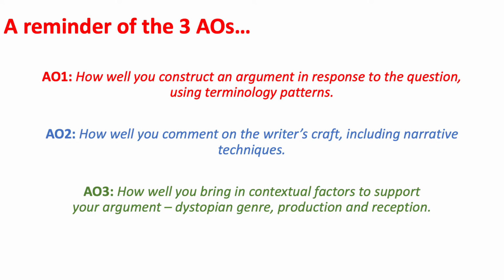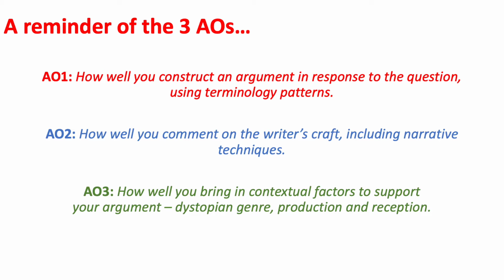AO2 is all about the writer's craft as well as the voice, and how well the voice of the character has been crafted. It's about recognising that Offred and Janine and Moira don't exist as real people. Atwood has crafted them to be how they are, warts and all. So how has she done it, and why has she done it as well?